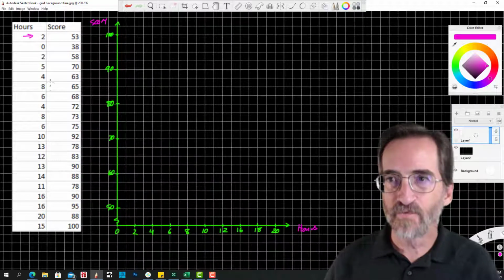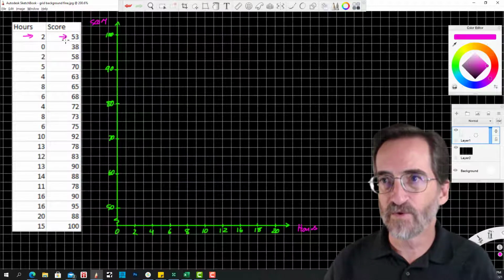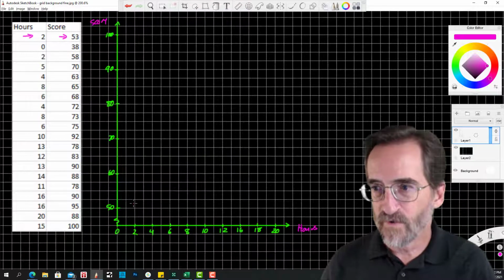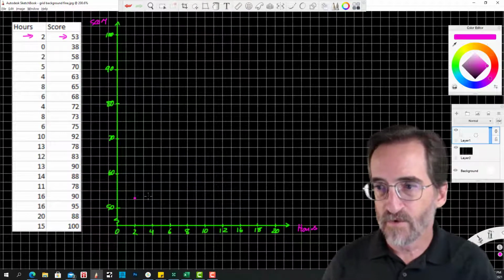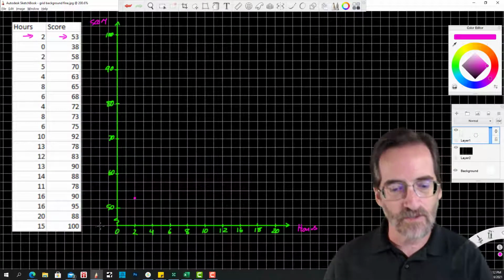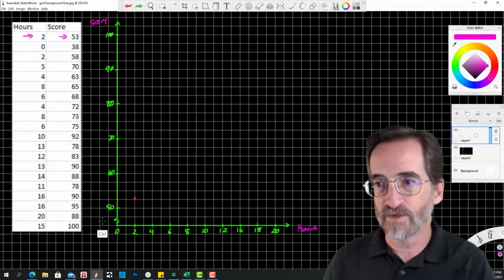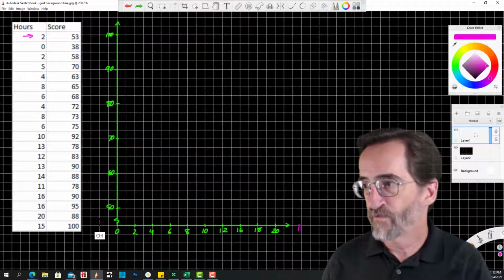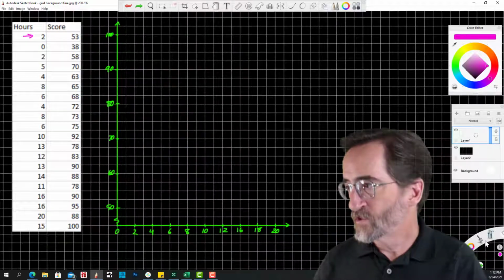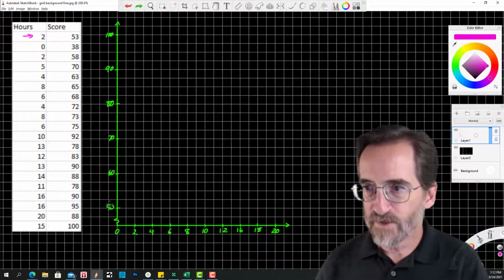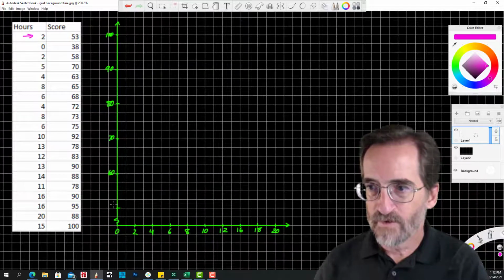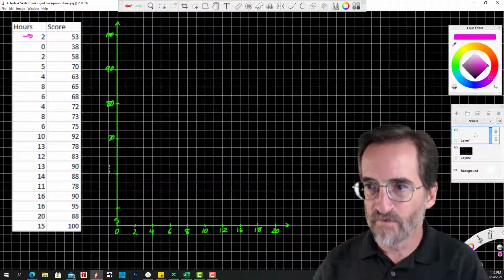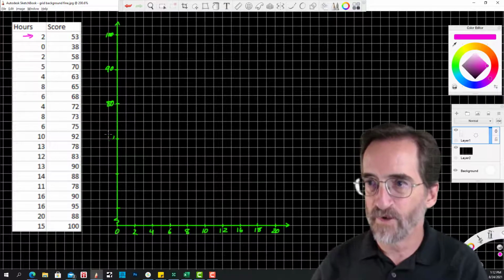Okay. So the first data point, 2 and 53. I'm going to go 2 to 52.5, 53, right about there. 0, 38. Oh, I just realized I didn't do the scale right because I went down as far as 38. Okay, so let's adjust my scale. So I'm going to make further adjustments, which you may find yourself having to do as you do this assignment here.